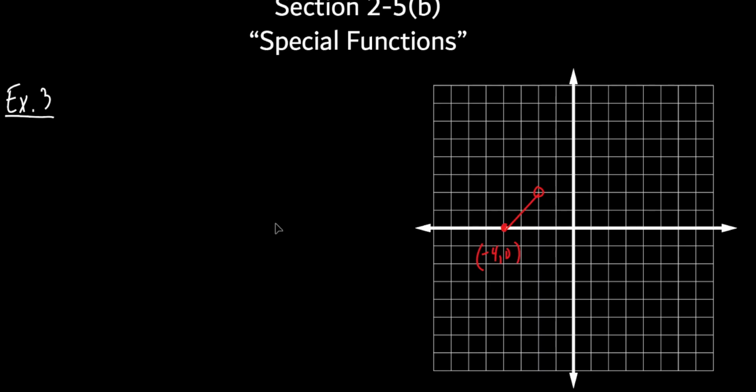Remember, these are piecewise functions, right? We split it into several different pieces. That's the first piece. Then the next one starts at negative 2, 3. Negative 2, 3. This is closed. And it goes straight across to 0, 3. And that is closed.